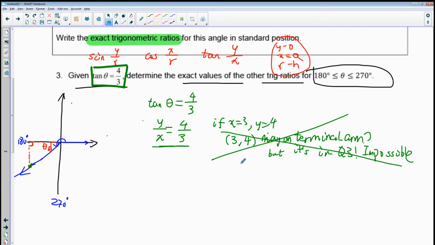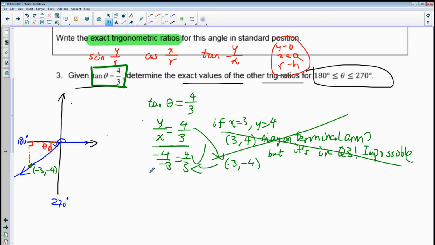Coming back, another point you're probably thinking about is -3, -4, right? That also works, right? -4 over -3 is 4 over 3, so this works out. It goes here, then go back, it works. And that fits in quadrant 3 perfectly well. So it's -3, -4. That point fits perfectly into quadrant 3.